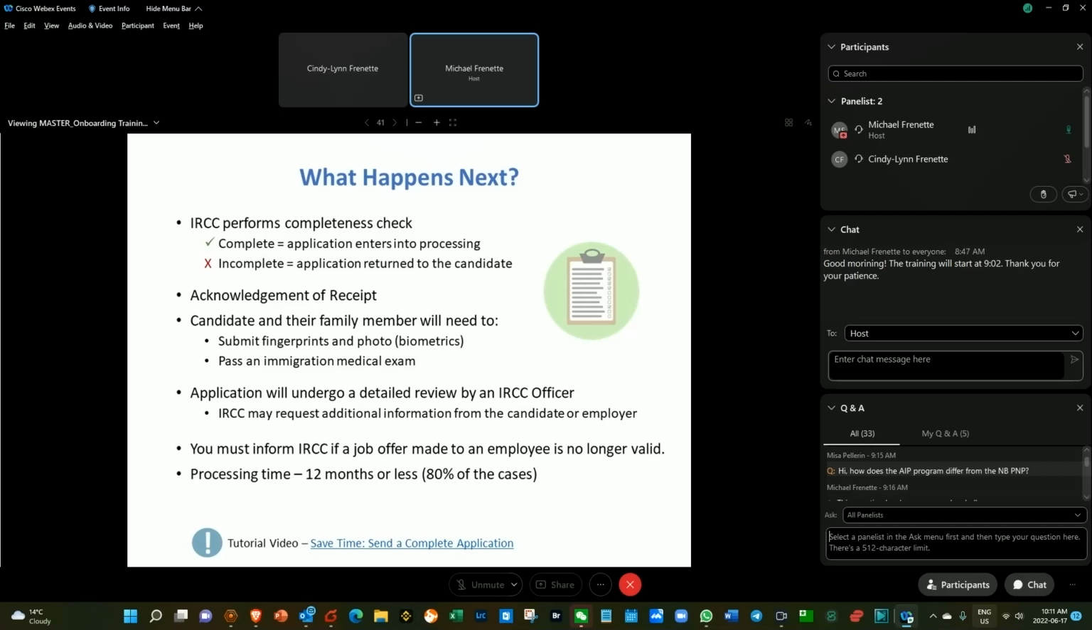The application will then undergo a detailed review by an IRCC officer. The officer will consider all the information and documentation provided with the application, including any additional information they request from you or your candidate. If a job offer you made to a candidate has changed or is no longer valid, you must inform IRCC and the province as soon as possible. And as I mentioned earlier in the presentation, the processing time for permanent residency is 12 months or less for 80% of applications.